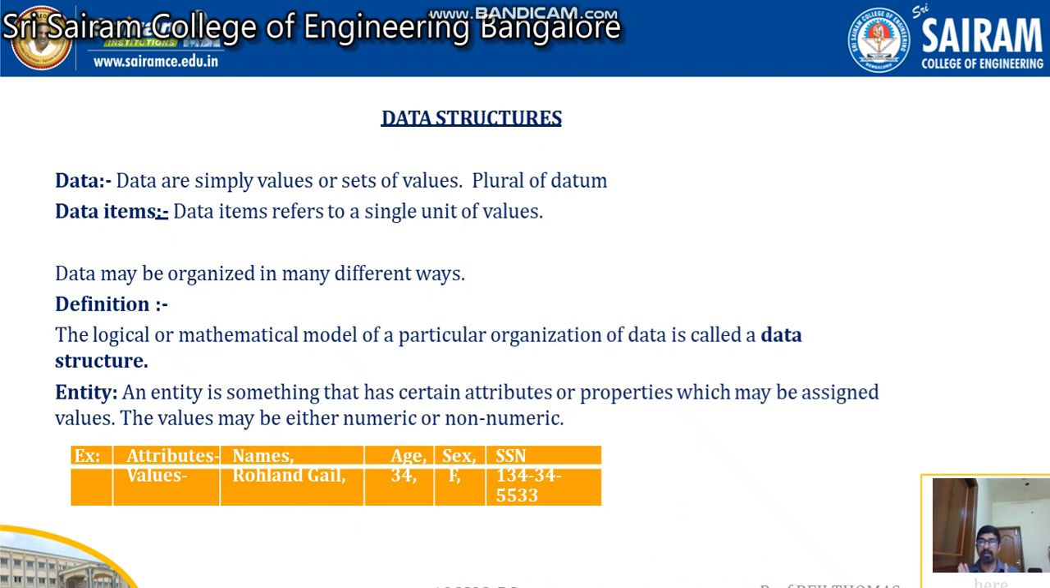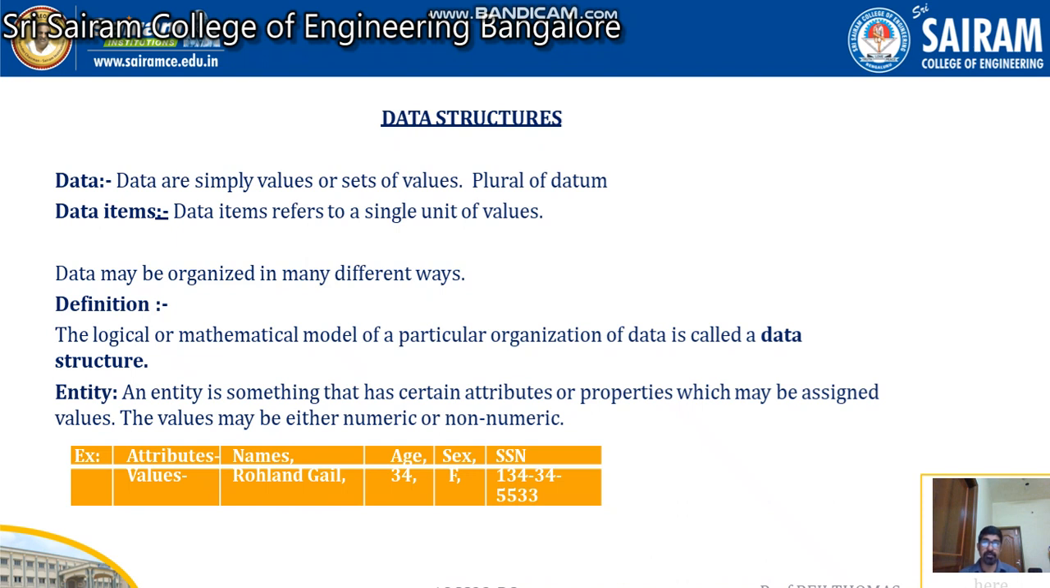So I repeat the definition. Every time in the university exam they ask for 3 to 4 marks, so please remember what is data structure. If you follow the textbook definition, it says a logical or mathematical model of a particular organization of data is known as data structures. Or another way we can say is that it is a study of how data is organized, how data can be accessed, how data can be retrieved. So this study is nothing but data structures.